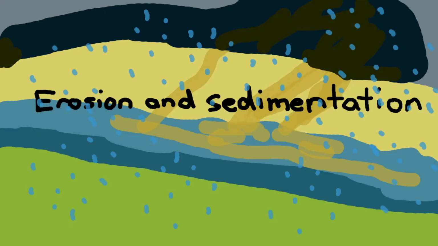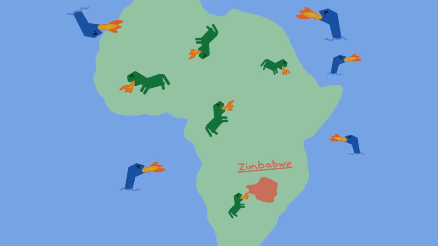The last type of impact mining has on water is erosion and sedimentation. If proper strategies are not put in place, erosion can carry large quantities of sediment into riverbeds, clogging them up and hurting aquatic life and vegetation. Many communities around the world are greatly affected by mining.